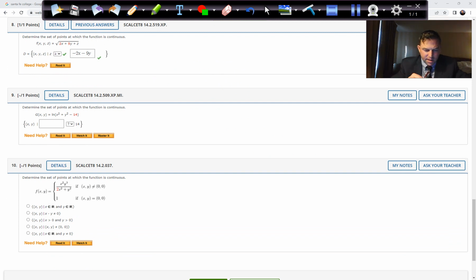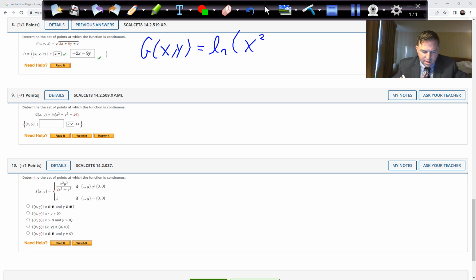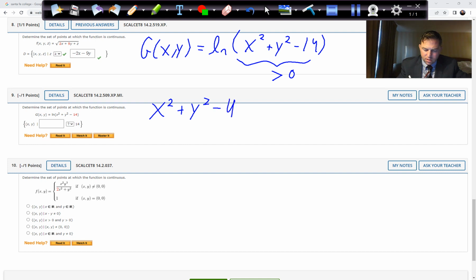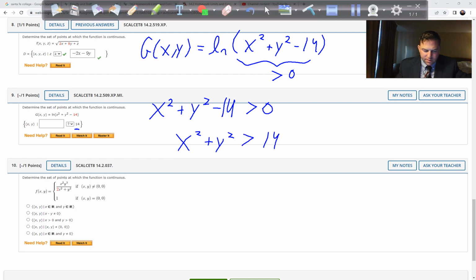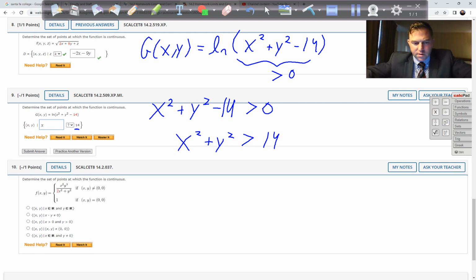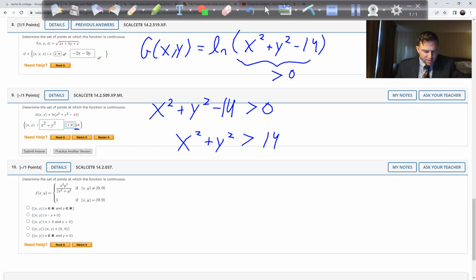Okay, in problem 9, same idea. In fact, it's using something I just explained, natural log. So we have g of xy is the natural log of x squared plus y squared minus 14. Well, the natural log of anything has to be strictly bigger than 0. So we're going to make this argument of natural log strictly greater than 0. And notice they have 14 on one side, so this is x squared plus y squared has to be bigger than 14. So we just have to type that. X raised to the second plus y raised to the second has to be strictly greater than, be careful here, 14. You can't let it equal 14, because then the thing would be 0, and natural log is undefined at 0.